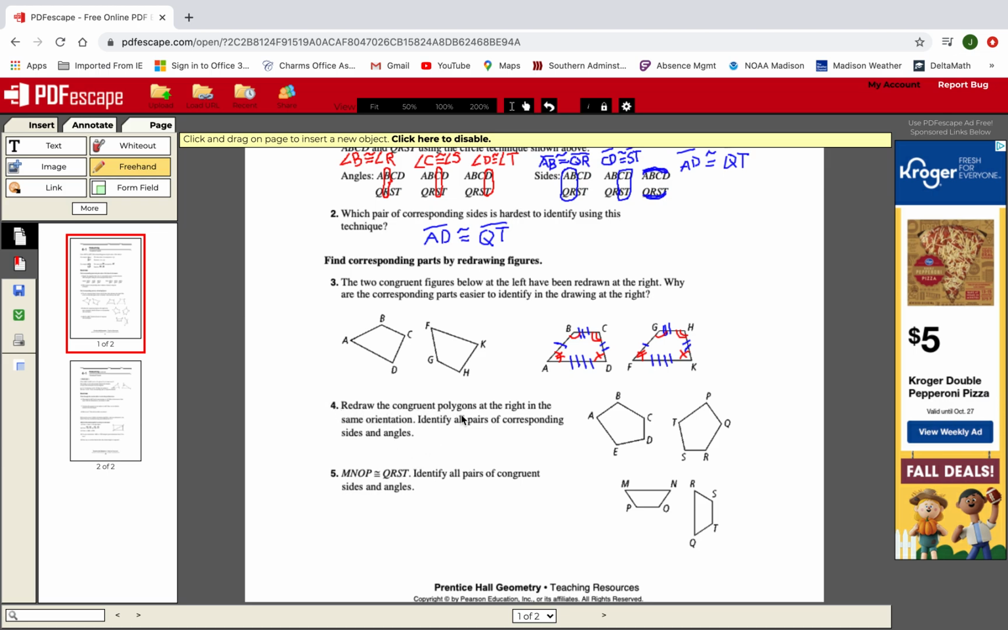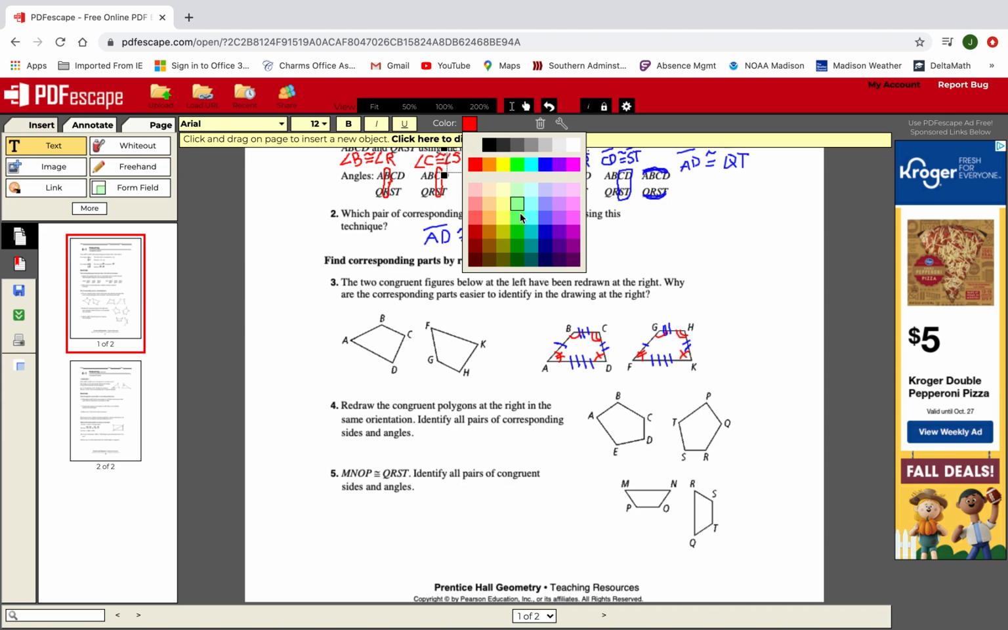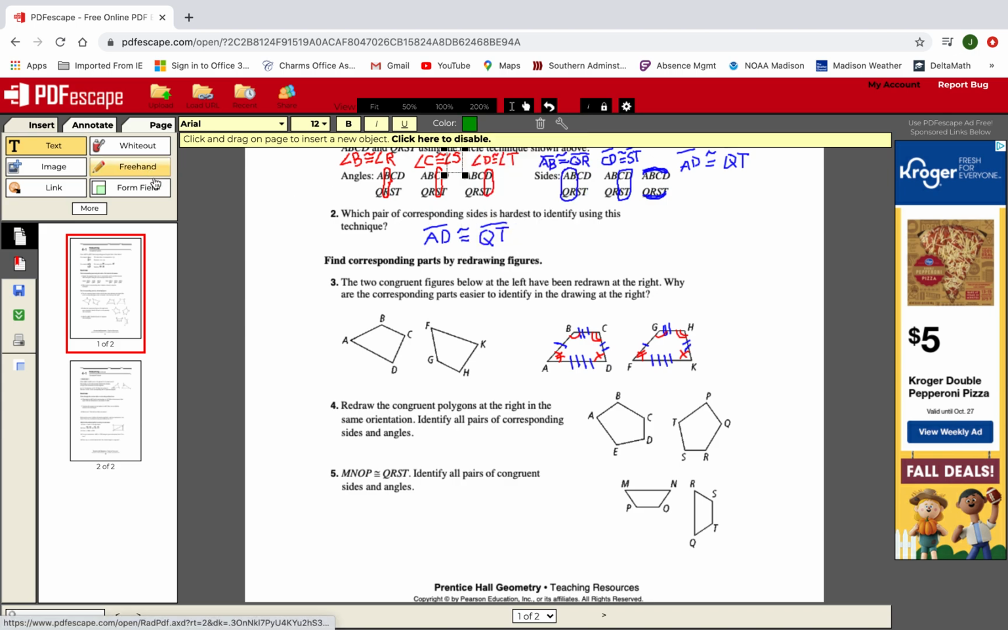Number 4 asks us to redraw the congruent polygons at the right in the same orientation. Oh man, this is going to be a test of my pen skills here. All right, so let's go with green here. All right, so we have ABCDE and PTSRQ. If I drew one inside the other, that might make it a little bit easier. So this shortest side here, hopefully you can see matches up with that CD. This would be a whole lot easier if we could cut these things out and put one on top of the other, wouldn't it? Okay.